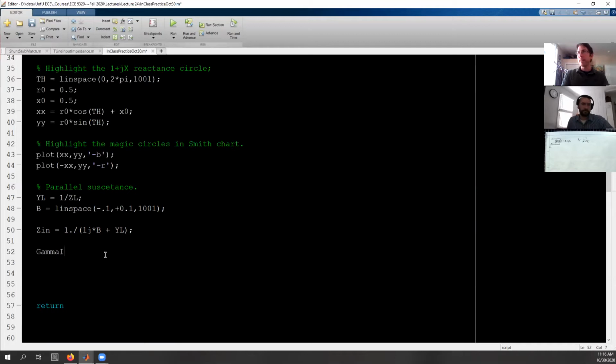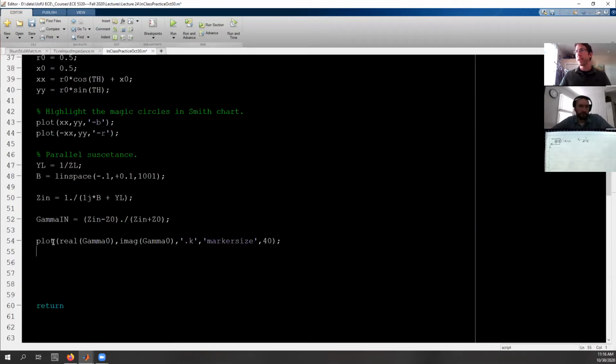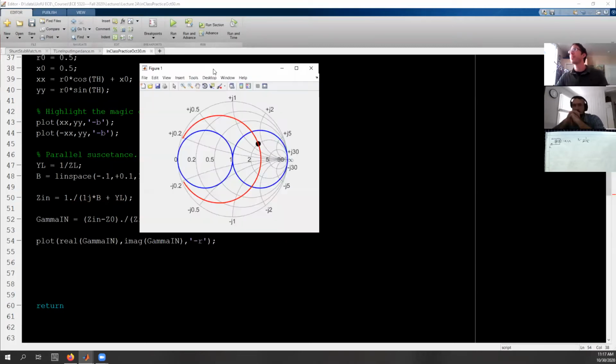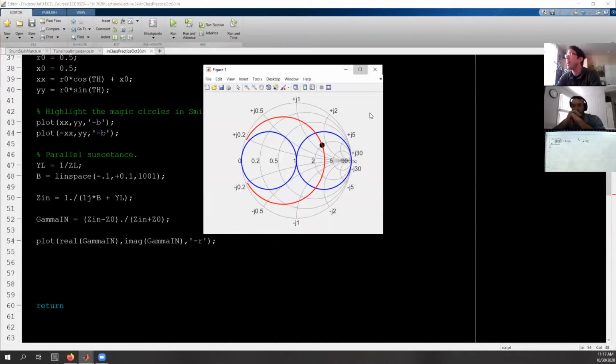So now my gamma, I'm just going to calculate the reflection coefficient over all these little values. Zin minus Z naught over Zin plus Z naught. And then we'll again plot the real and the imaginaries here. So I'll just say gamma in, and maybe do a blue line, or I've got red and blue already. So let's do this. I'm going to make my magic circles. They're both going to be blue. And then red will be the little arc that I'm following here, like that. There we go. Okay. So you see what just happened here.